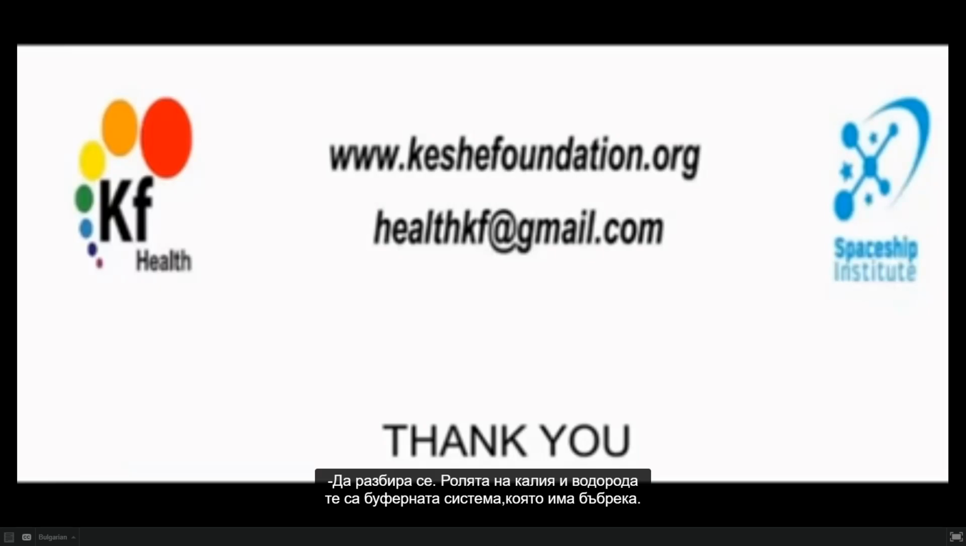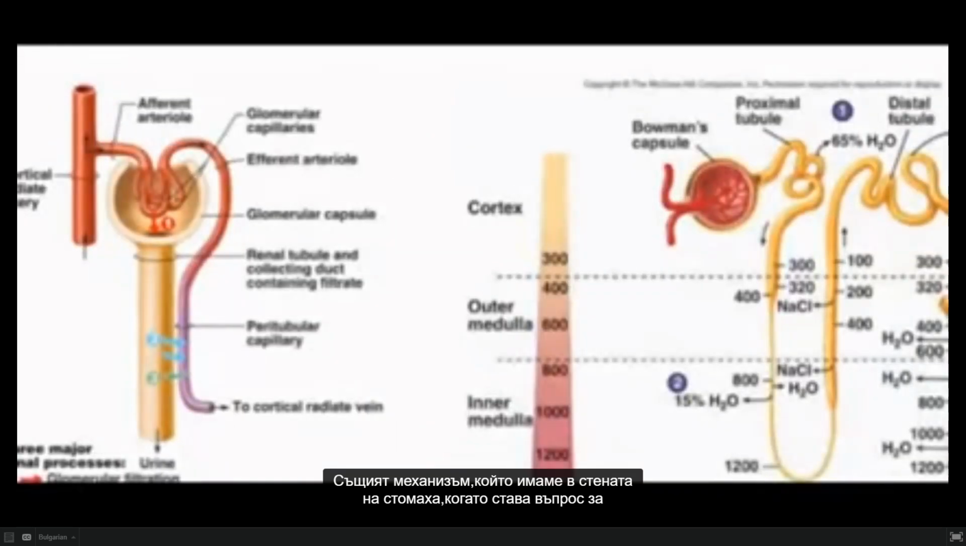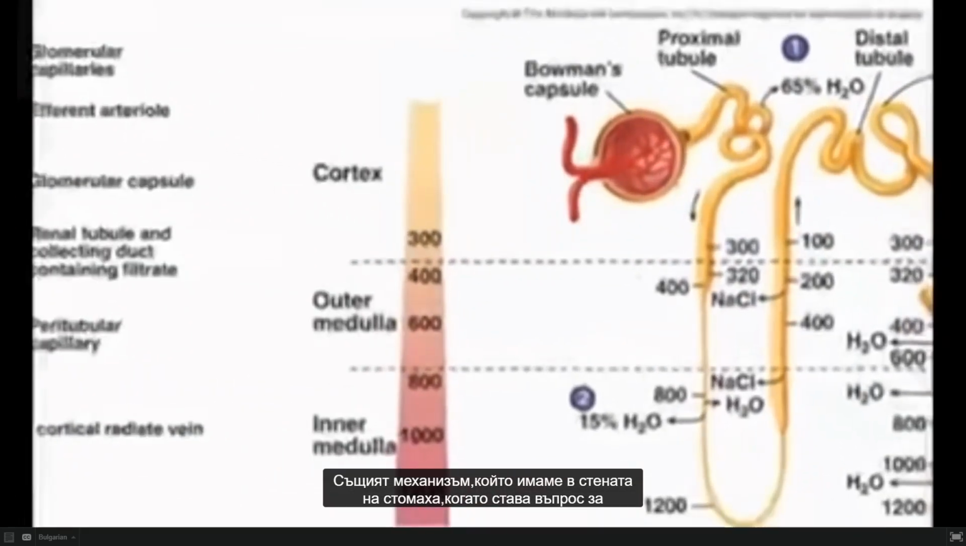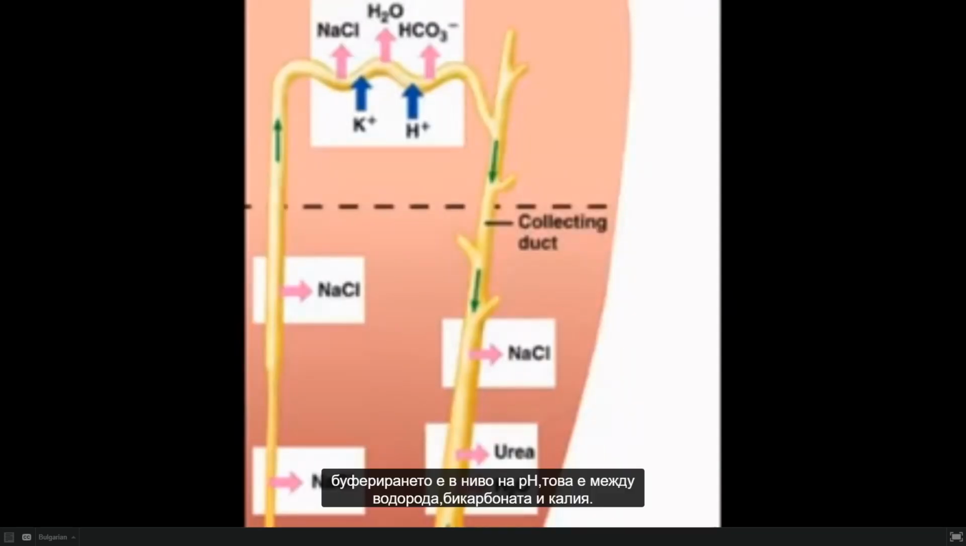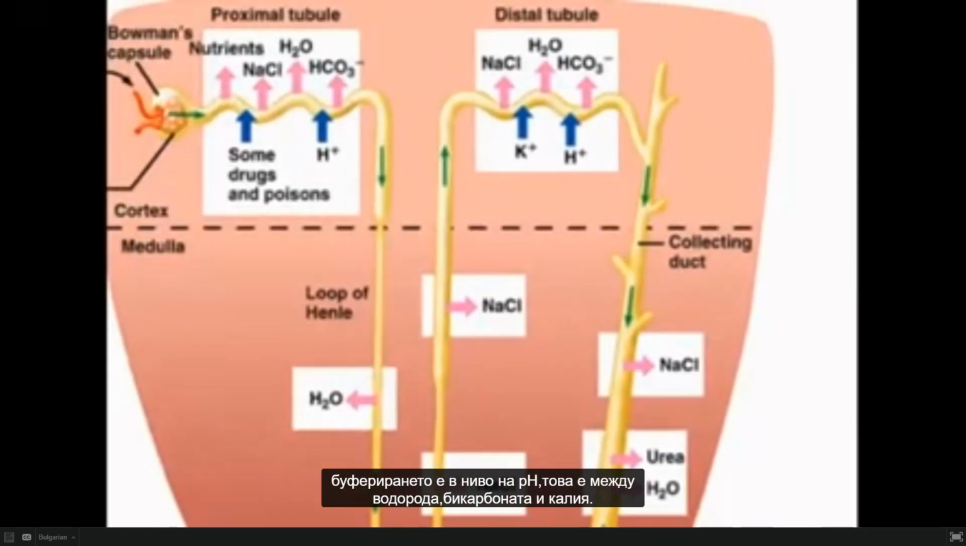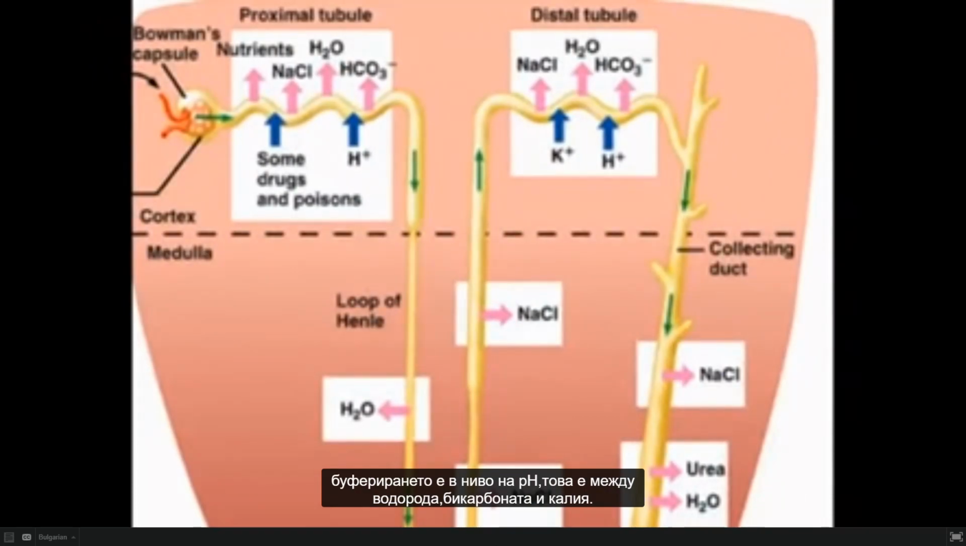Yes, the role of potassium and hydrogen is one of the buffering systems that the kidney has. It is the same mechanism you have in the wall of the stomach regarding the buffering between the acid and alkaline state. So whenever you have buffering of pH level, between the hydrogen and the bicarbonates, potassium is involved in it.